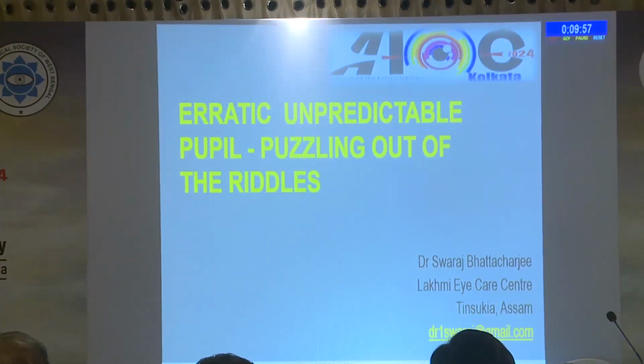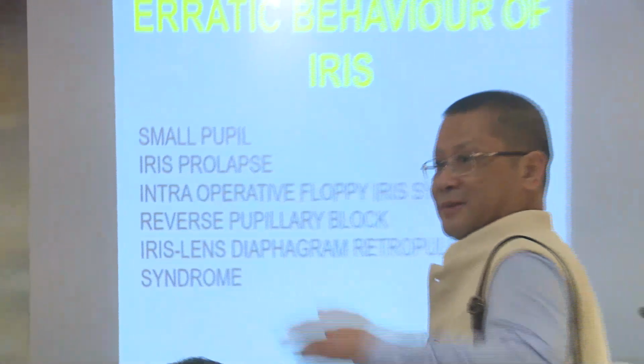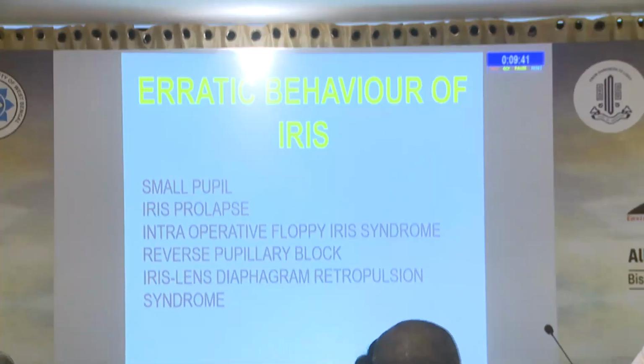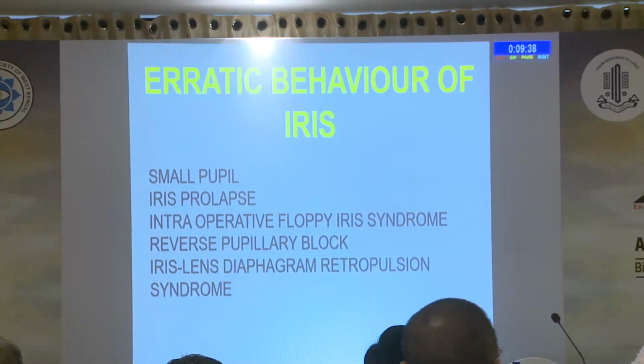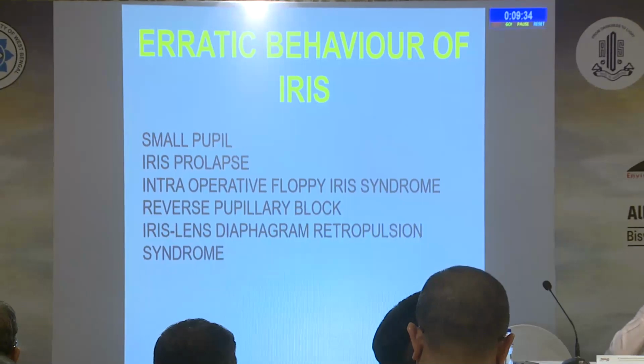Good morning, everybody. My topic is erratic, unpredictable iris, puzzling out the riddles. No financial interest, of course. The erratic behavior of the iris may be in the form of small pupil, iris prolapse, intraoperative floppy iris syndrome, reverse pupillary block, and iris lens diaphragm retropulsion syndrome.